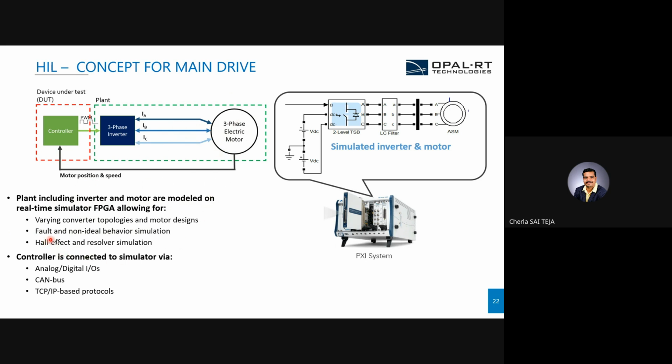We can go for fault and non-ideal behavior simulation. This is important. When we are doing the physical testing, we will not go for fault studies or non-ideal behavior simulation. Until and unless some fault happens, we are not sure how the controller will respond or what happens to the plant. But here in this hardware-in-loop approach, we can happily do the fault study. Why? Because the inverter and motor, everything is simulated.